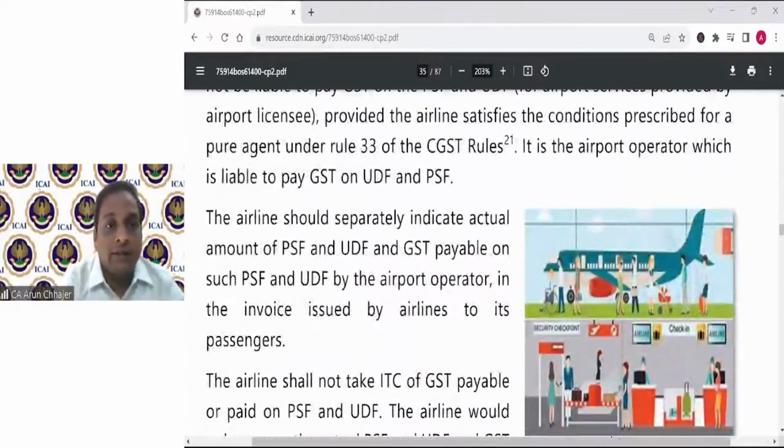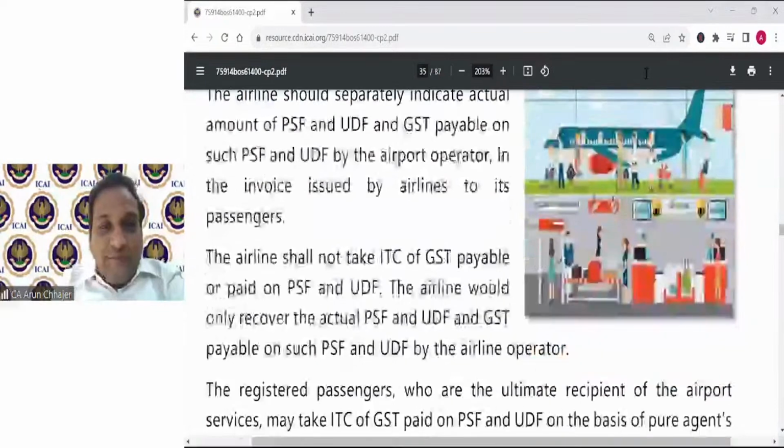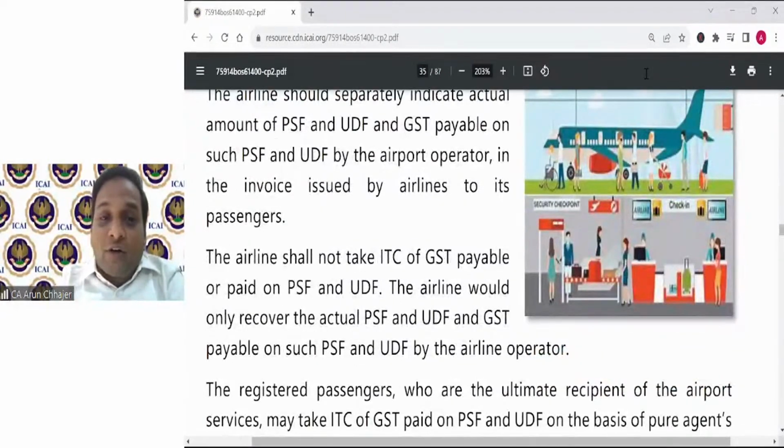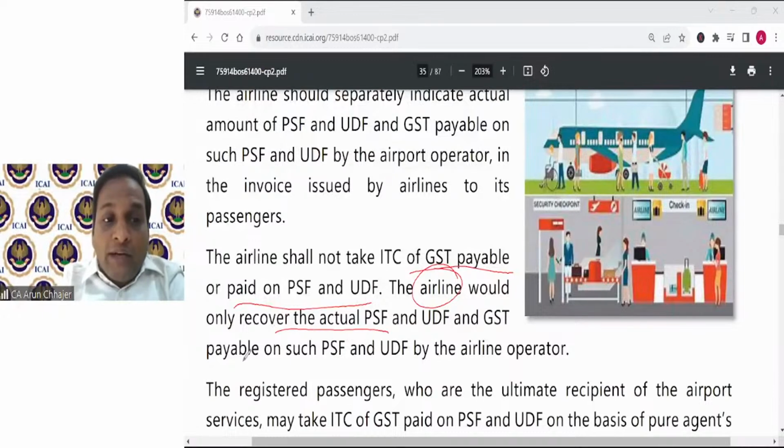Now, next, the airline should separately indicate the actual amount and GST payable on such by the airport operator in the invoice issued by the airline to its passenger. See, very interesting thing. Let me complete and then I will summarize once again. The airline shall not take the ITC of the GST payable on the said PSF and UDF charges. The airline would only recover the actual amount and the GST payable by the airport operator.